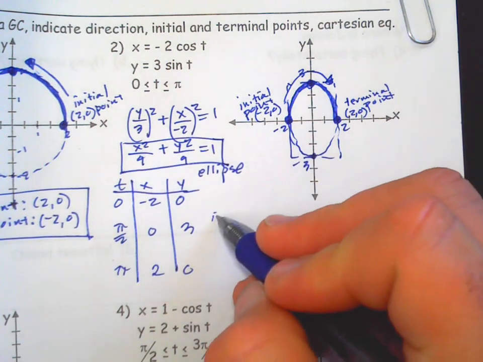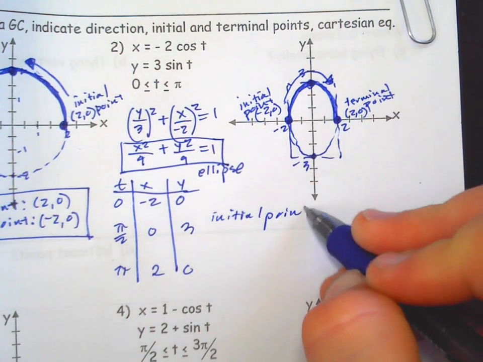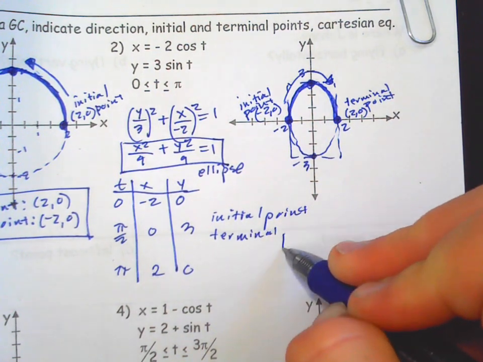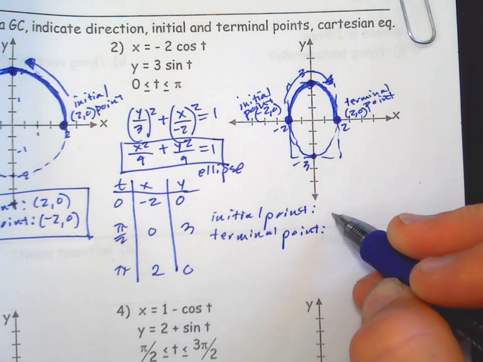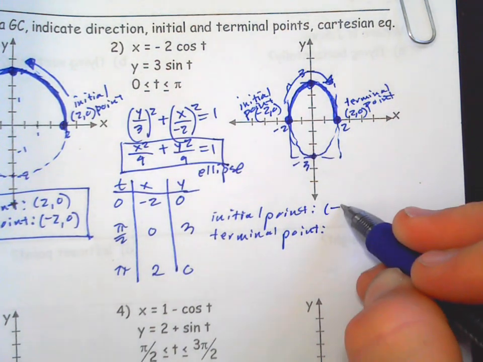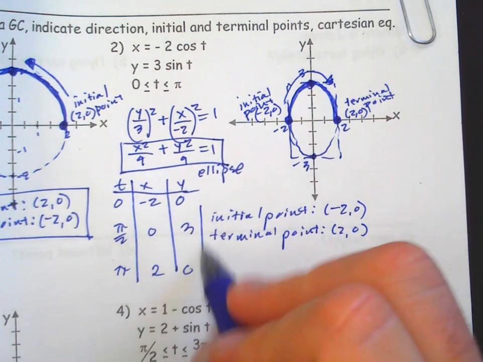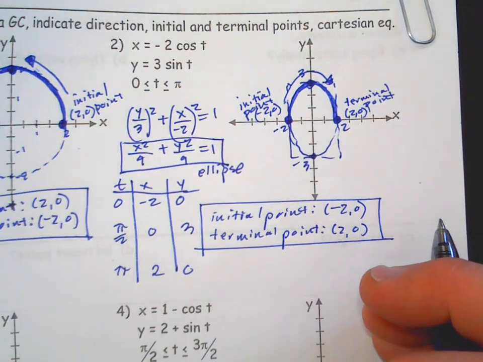So initial point, terminal point, label them on the graph. Initial point was -2, 0. Terminal point was 2, 0. So there you go. That's the top half of an ellipse.